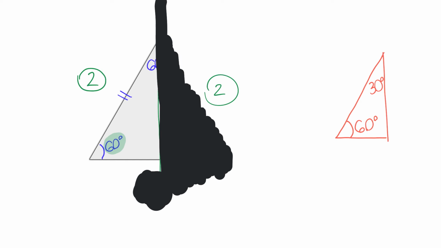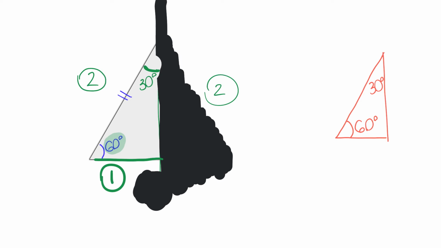What is the length of my bottom side? What is the base now that I've cut this in half? This base is going to be 1 because it originally was 2 and now it's 1. What do I now know about this angle right here? What does this angle have to be? It used to be 60. I cut it in half. So now it's going to be 30.